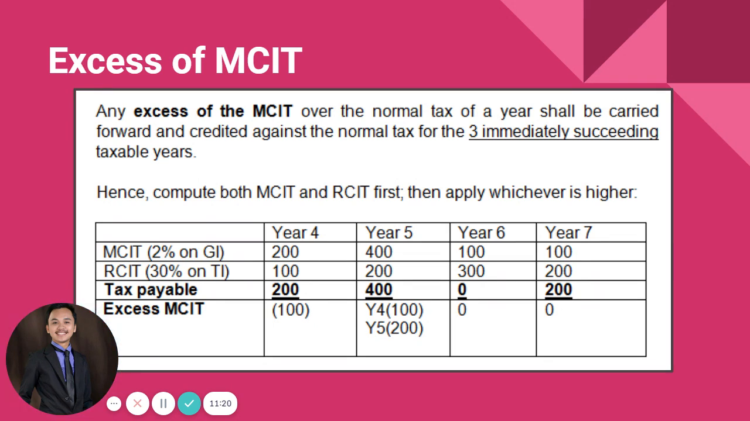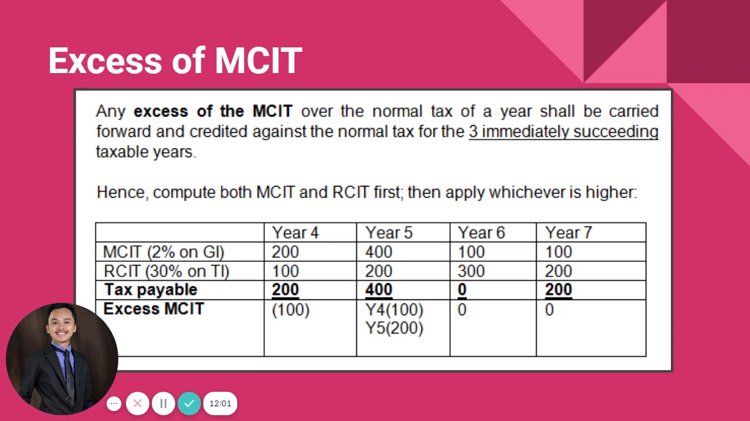Okay? But the good thing is that you could accumulate your excess MCIT and use it as a tax credit when the time comes that your tax due will be coming from your RCIT. But again, take note, you can only use your excess MCIT as tax credit for 3 immediately succeeding taxable years. Meaning, if you weren't able to use as tax credit any excess of MCIT after 3 years, you will no longer have the chance to use that as a tax credit.